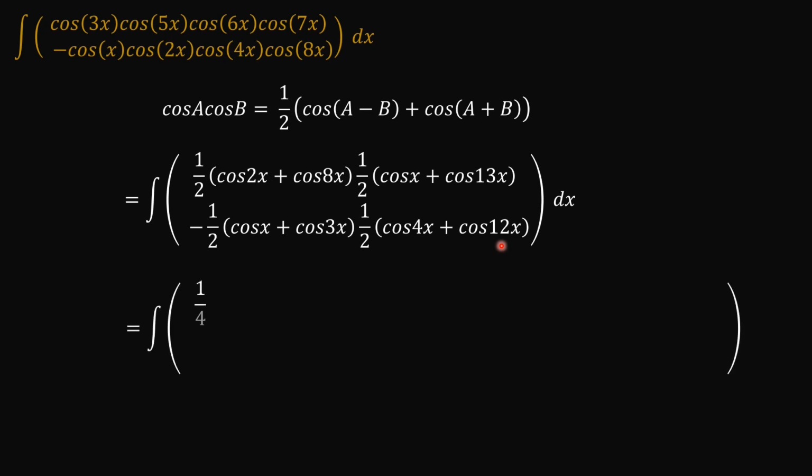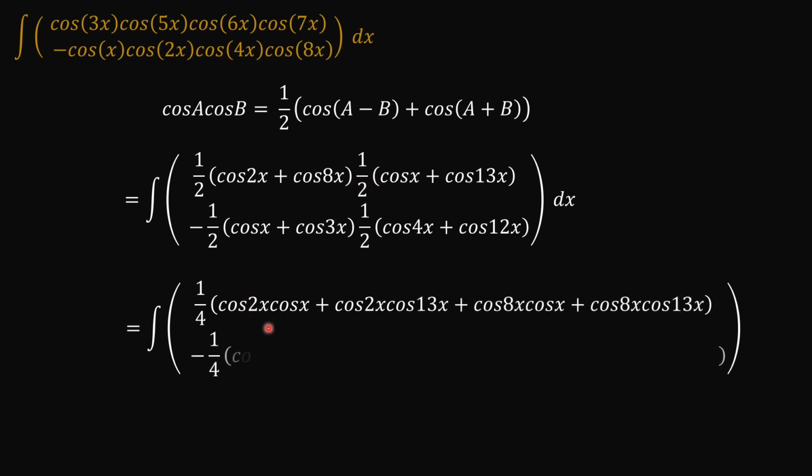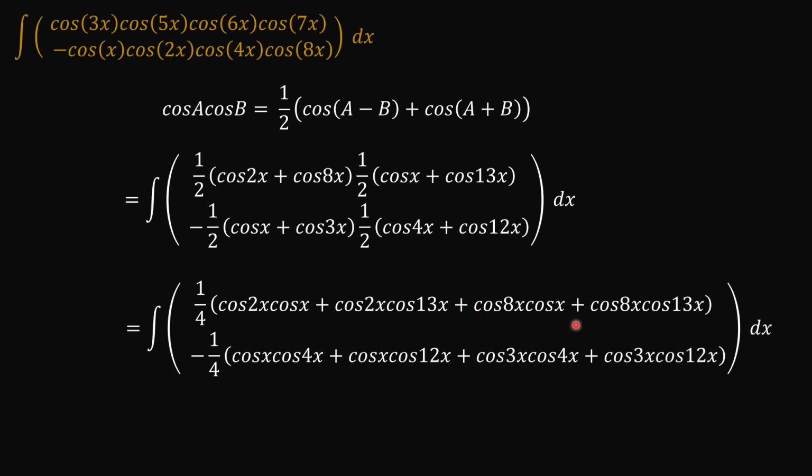When you multiply those together, you get cosine 2x times cosine x, cosine 2x times cosine 13x, cosine 8x times cosine x, and cosine 8x times cosine 13x. Minus these halves here, you multiply them together and you get minus a half.